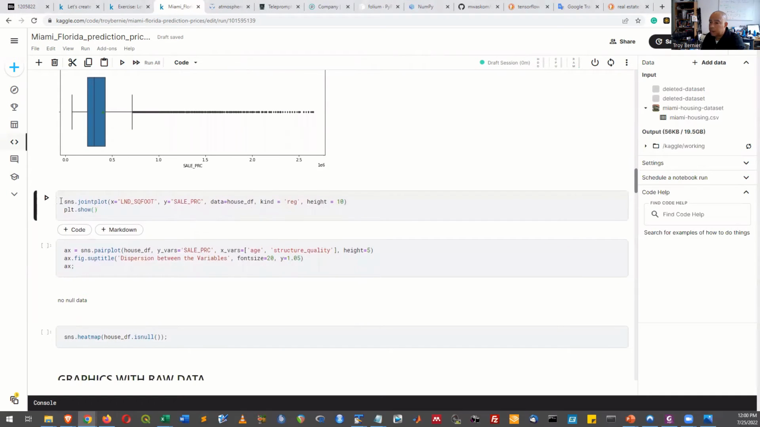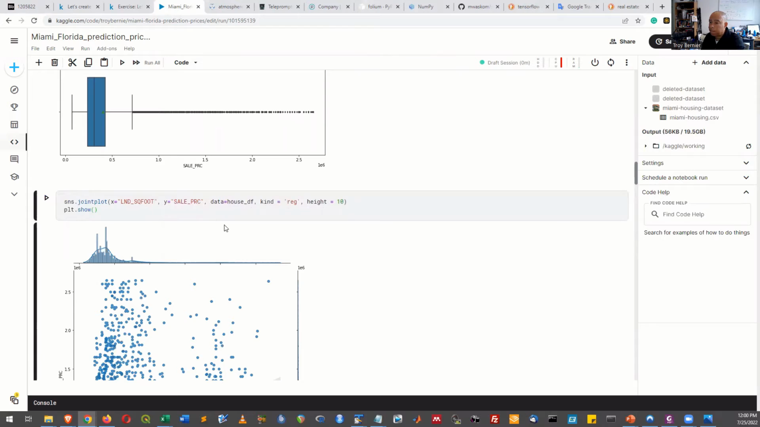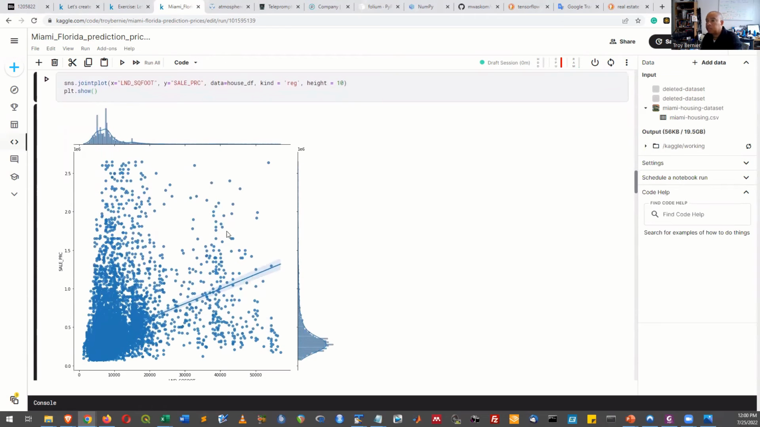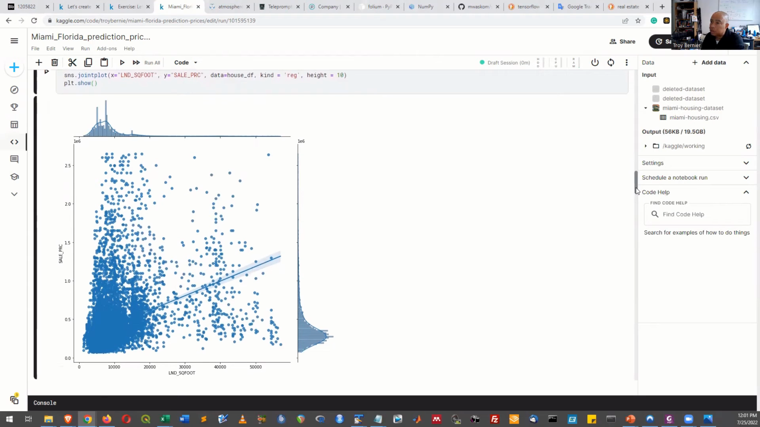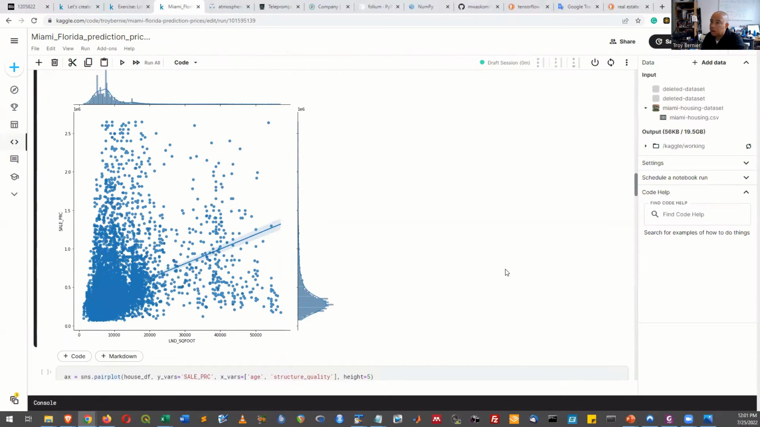Next plot. Oh, this is an interesting plot. This is a multi plot here. We have a histogram on the y-axis and a histogram on the x-axis. What that shows us is the distribution of data, based on square foot and sale price.